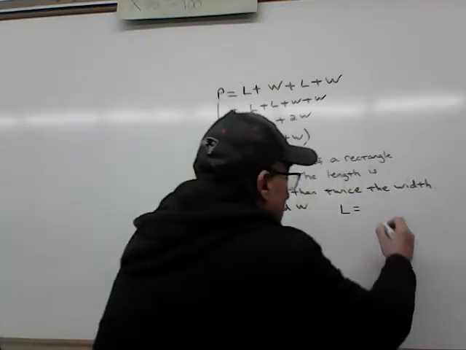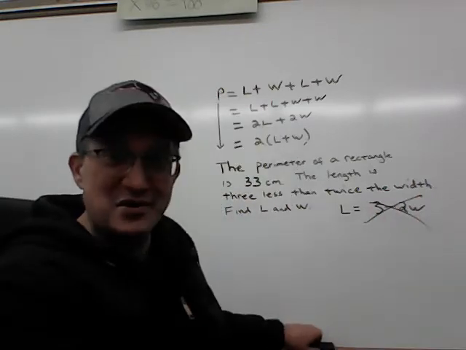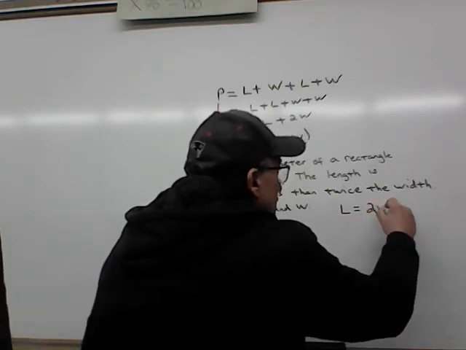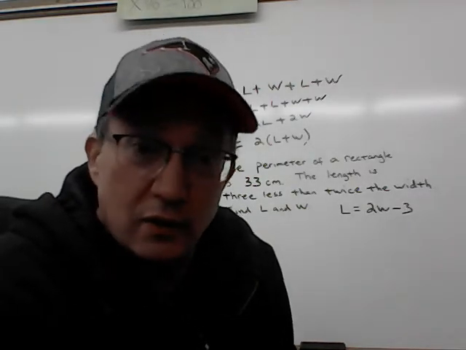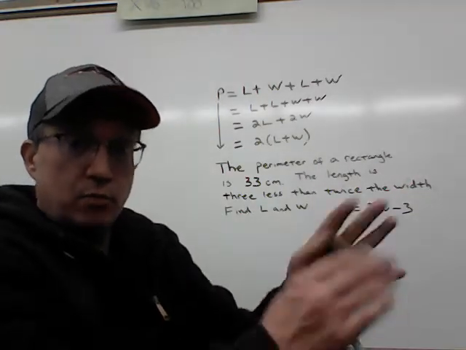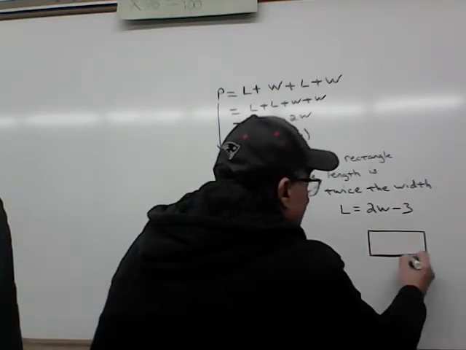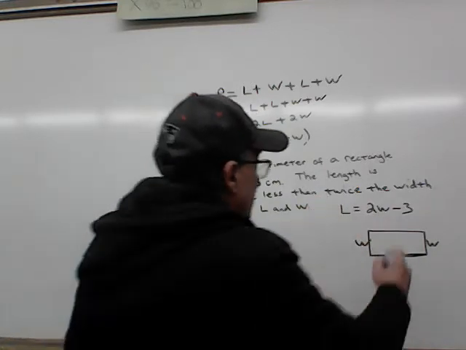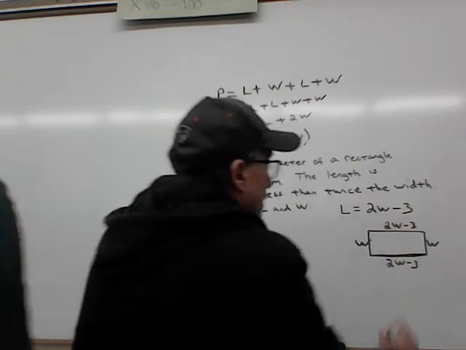3 less than twice the width. Well, it's not 3 minus 2w. No, no, no, never make that mistake. Of course, I think you all know it's really 2w minus 3. And once you have that, it works just like the one before, except we're going to have 2 negative numbers in our perimeter now, right? So let's make a little diagram. W and W as usual, and substitute for each of the L's 2w minus 3 and 2w minus 3.